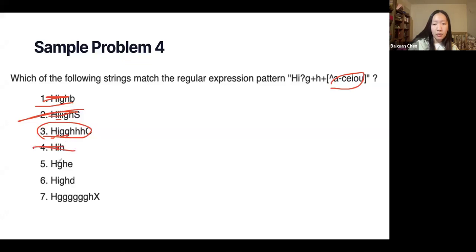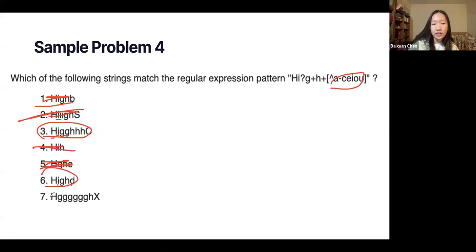For number 5, we have an uppercase H, which works. And we do have 0 or 1 i's. And then we have 1 or more G's and 1 or more H's, and then we have E. And again, E is inside of this, so it does not work, right? Because we want not that. So the 5th expression will not be accepted either. And then the 6th expression, we have an uppercase H, and then we have 0 or 1 i's, and then we have 1 or more G's and 1 or more H's, and D does not fall into A, B, C, E, I, O, or U. So the sixth expression works.